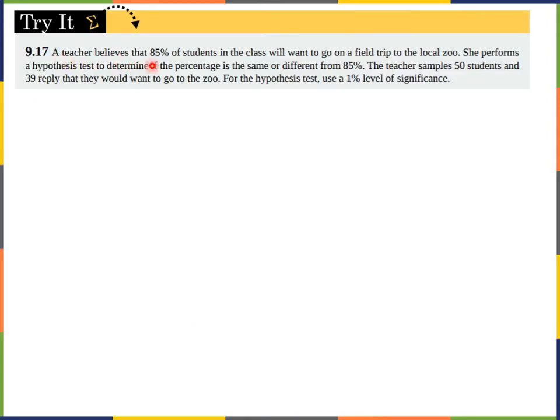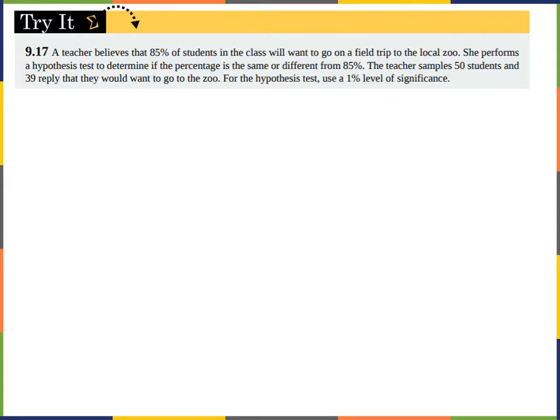A teacher believes that 85% of students in class will want to go on a field trip to the local zoo. So she wants to perform a hypothesis test to determine if the percentage is the same or different from 85%. So the teacher samples 50 students and 39 reply that they want to go to the zoo. We're going to perform a hypothesis test. We're going to use 1% significance level.